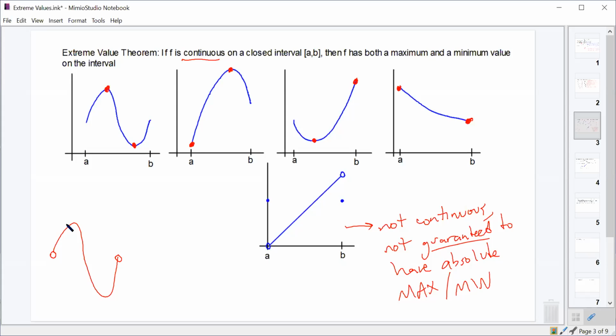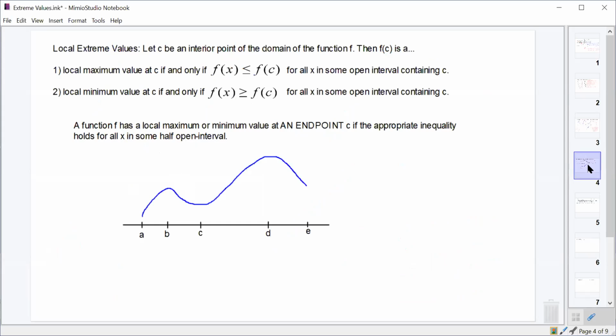Good. All right, let's move forward then. So now we're going to quickly talk about local extrema, local maxima, and local minima.